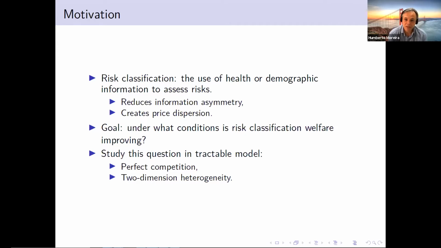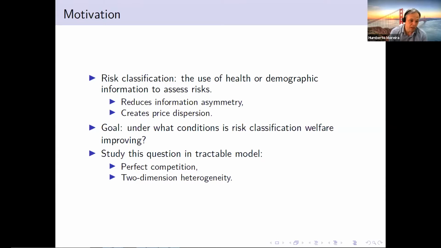If you think a little bit, this is very intuitive. The use of more information may reduce the information asymmetry on one hand, but on the other hand, it also introduces price dispersion, because now the price is going to depend on other information, and that can hurt the insuree since he is typically risk averse, right? So what we want to do in this paper is really to understand the welfare impact of risk classification, and in particular, under what conditions can we assess when exactly this risk classification can be welfare enhancing, right?